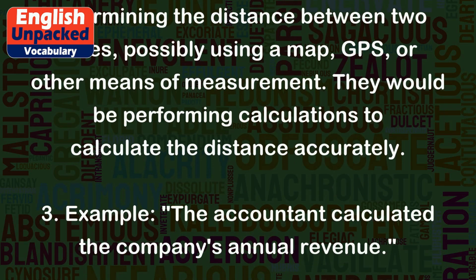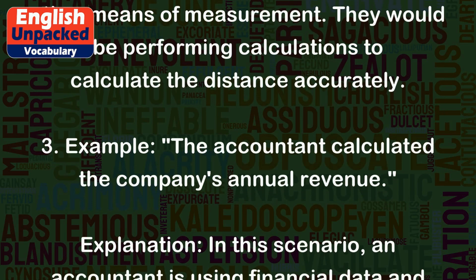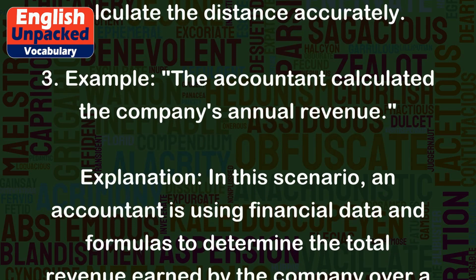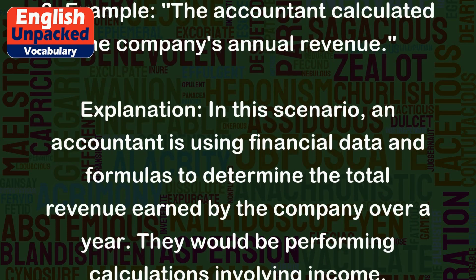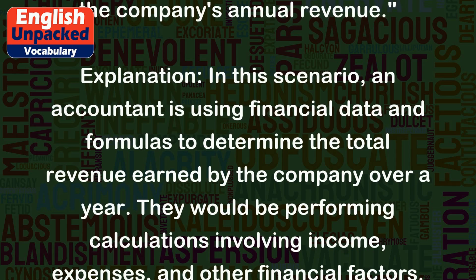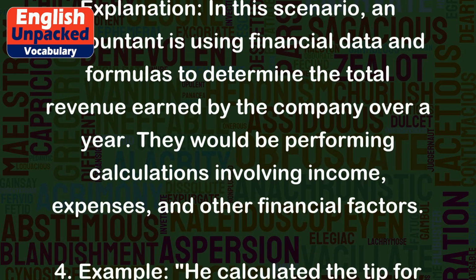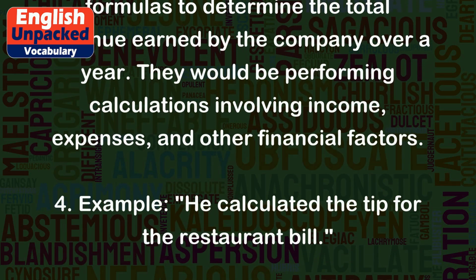3. Example: the accountant calculated the company's annual revenue. Explanation: in this scenario, an accountant is using financial data and formulas to determine the total revenue earned by the company over a year. They would be performing calculations involving income, expenses, and other financial factors.